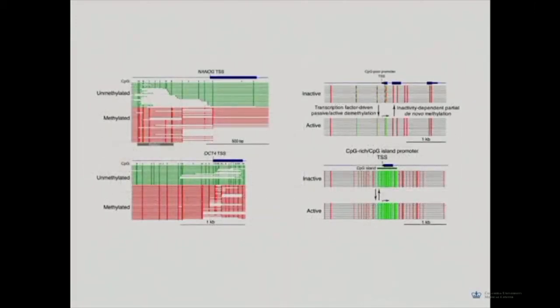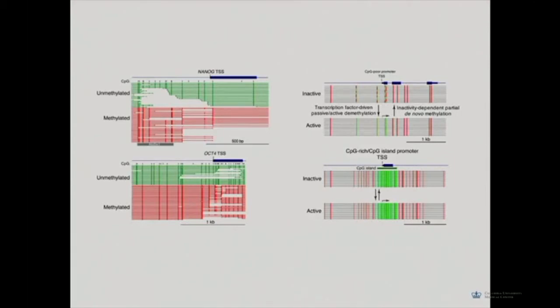And here's what we think is going on. So we look at the methylation pattern of the Nanog gene and the Oct4 gene, both of which are pluripotency factors that are expressed only in embryonic stem cells and a few other stem cell types. And it's firmly believed that methylation turns these genes off.